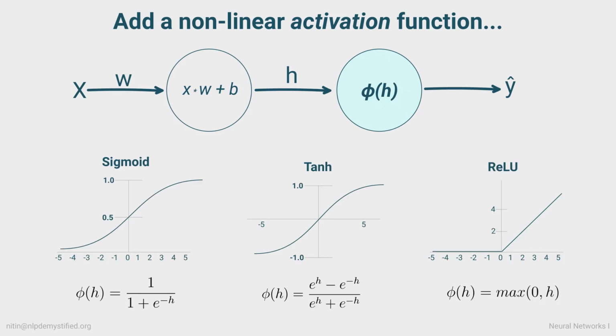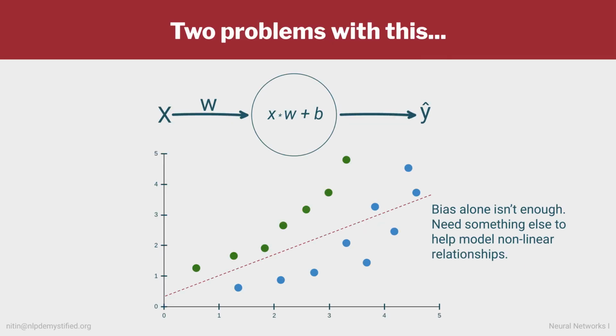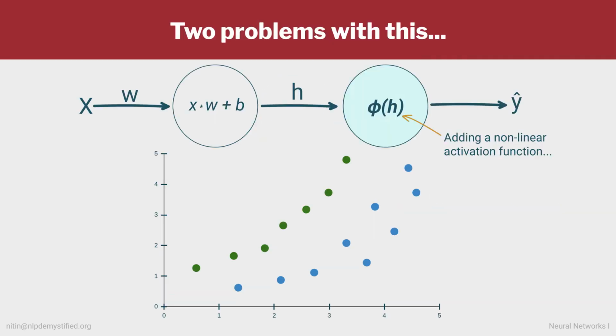And this function can take on many forms. 3 popular nonlinear functions for neural networks are shown here. If you haven't seen them before, don't worry about it because we'll go into detail about them in the next module. For now, the important thing to know is that they enable us to model nonlinear relationships. Going back to our original problem, by adding a nonlinear activation function and by chaining multiple functions, as we'll see later, we can arrive at a more suitable decision boundary.